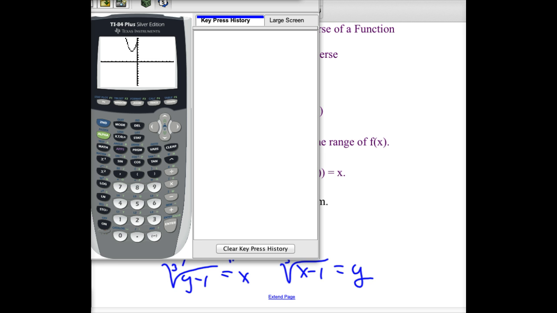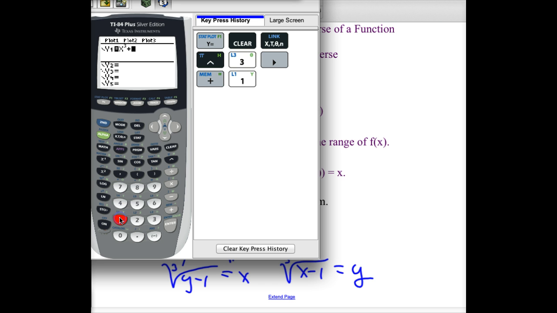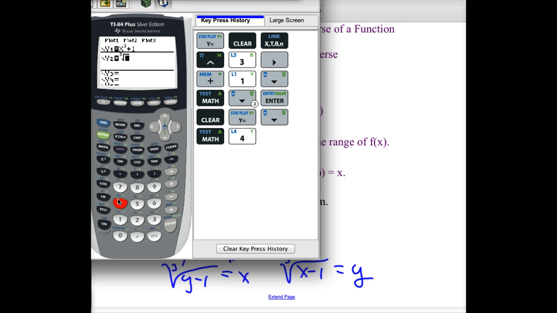Okay, so let's graph them now. So the original function was x to the third plus 1. And the inverse is the cubed root of x minus 1.